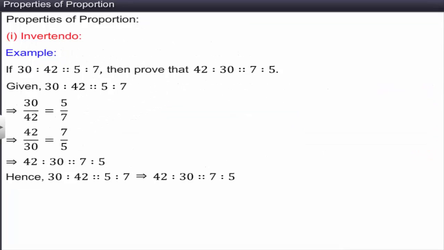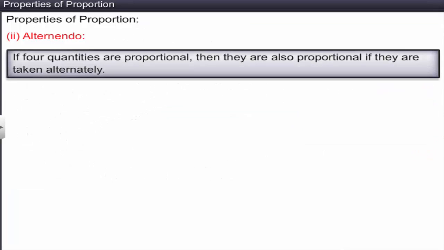Let's look at the second property, which is called alternando. It says that if four quantities are proportional, then they are also proportional if they are taken alternatively. In other words, A is to B is as C is to D implies that A is to C is as B is to D. Let's see the proof of this property.